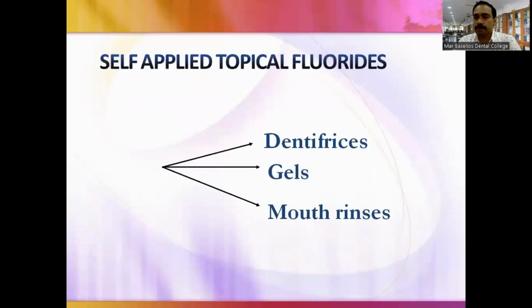Next are the self-applied topical fluorides. You have professionally applied and self-applied. Self-applied are the ones which can be used by the patient themselves. You can give it to the patient and the patient can use it. The only thing is that you give only a low concentration for continuous usage, mainly to avoid toxicity. In the self-applied topical fluorides, you have fluoride dentifrices, fluoride gels, and fluoride mouth rinses.